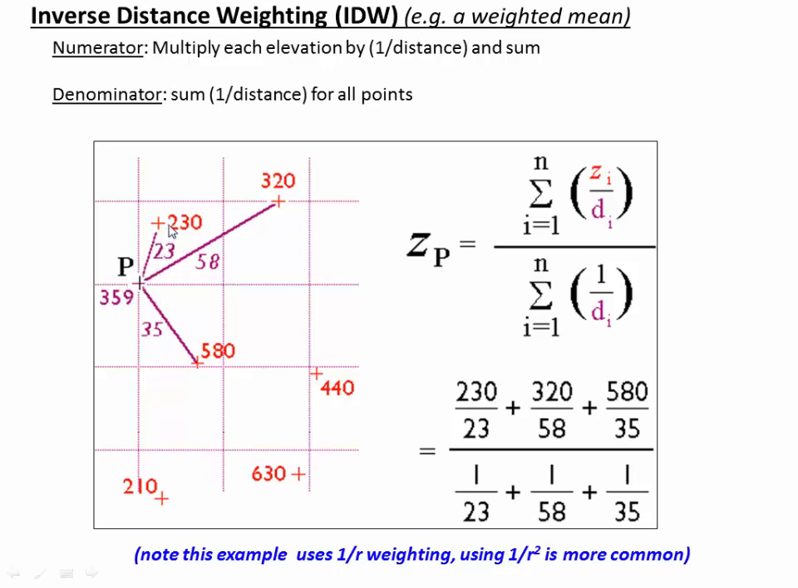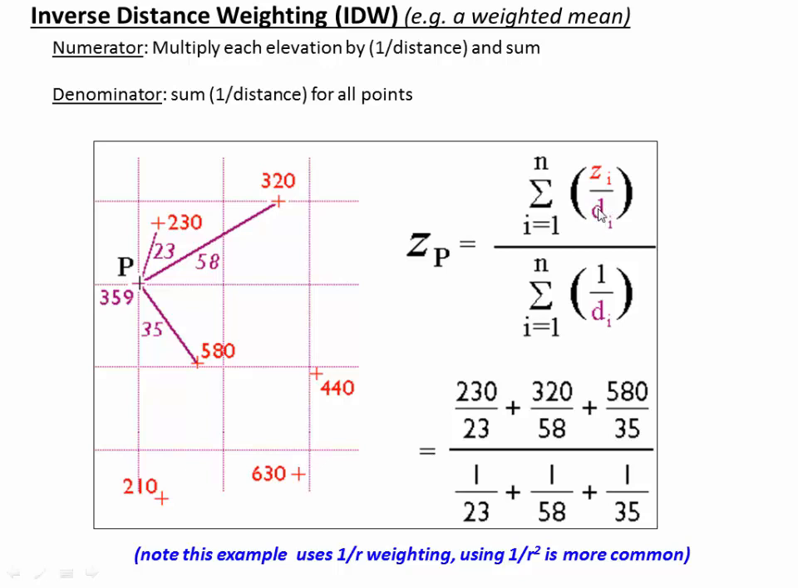And we're going to do a weighted average of these 3 LiDAR shot points, okay? 230, 320, and 580. So those might be the elevations, perhaps also in centimeters. Okay, so how do we do this? How do we do an inverse distance weighted mean? Here's the formula. The elevation of the point P is given by the sum of all the elevations times 1 over their distance from the actual point P.